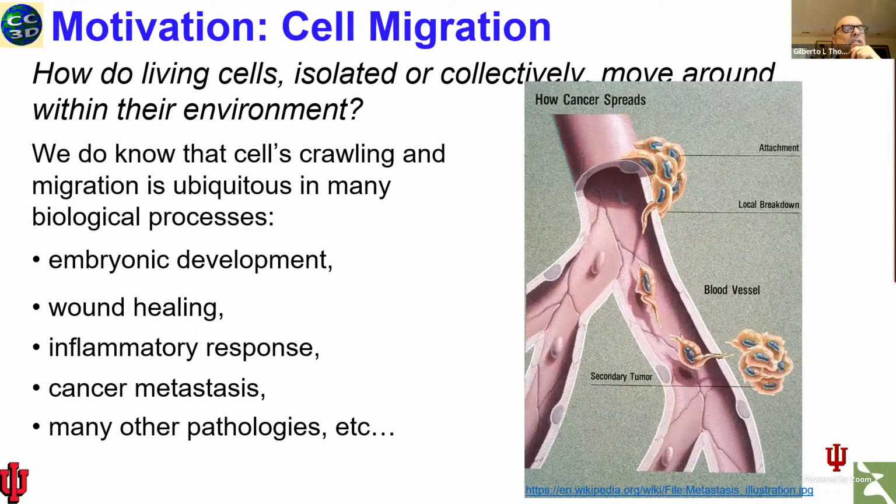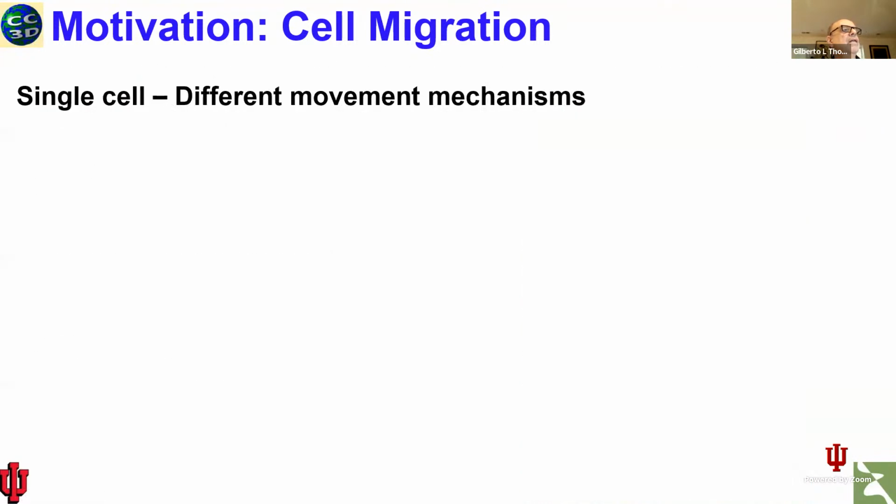The cells move from the cancer, from this region here, enter the blood vessels and go to another place of the body, get out of the blood vessel and start a new source of cancer. So there are many pathologies in which cell migration is involved. So we need to study this kind of movement.